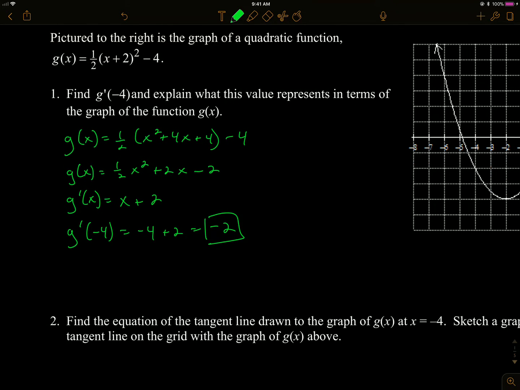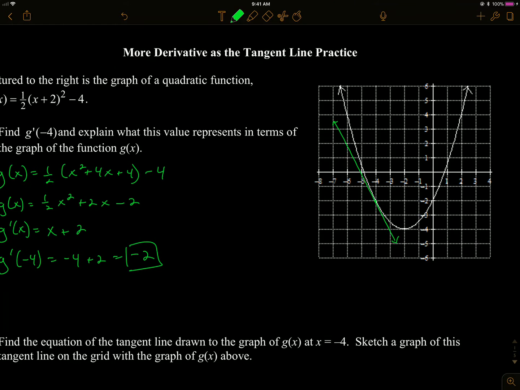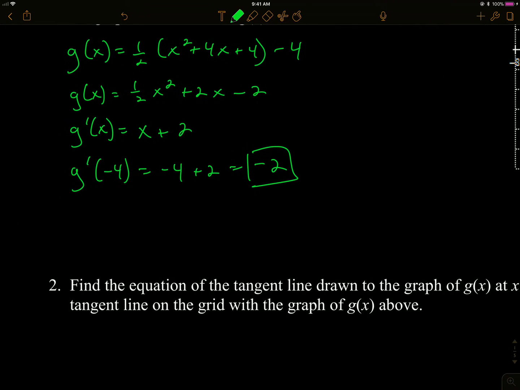If I look on the graph, that means at the x value -4, if I were to draw the tangent line with a ruler at the point of tangency, the slope of that line would be -2. So we'll say that g prime of -4 equals -2.